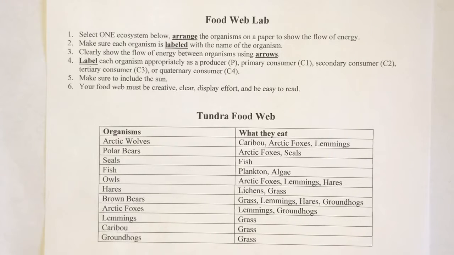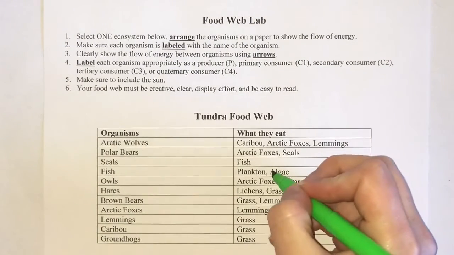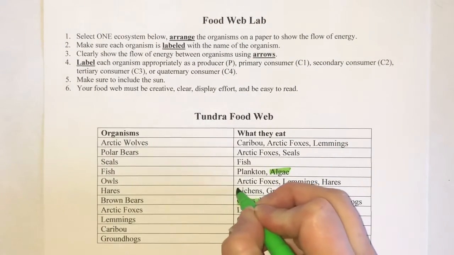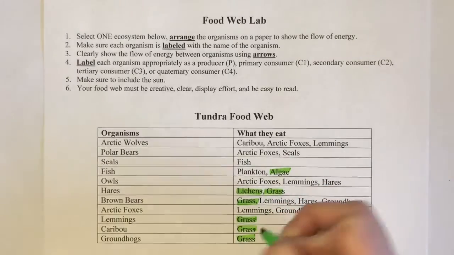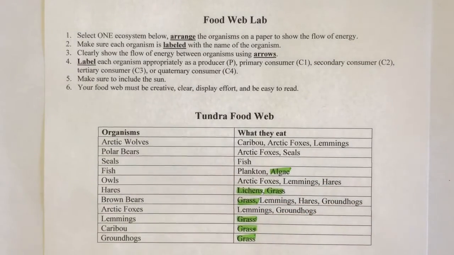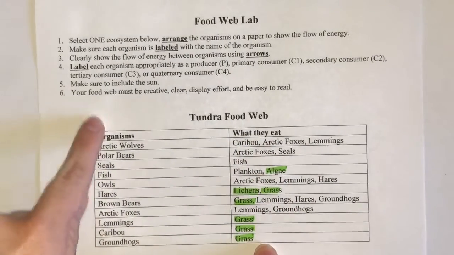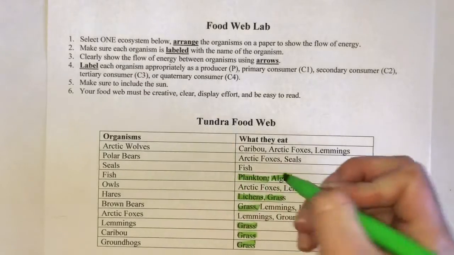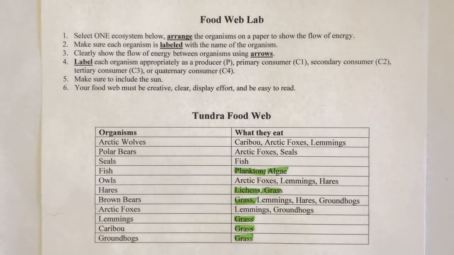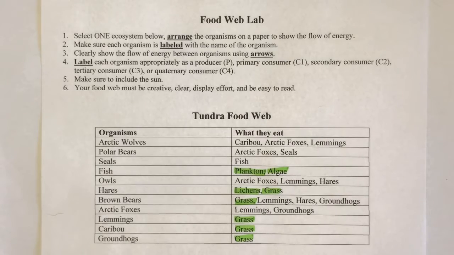So, in order to complete this food web, the first thing I'm going to do is identify my producers. There's two ways to tell your producers. First, just look through and identify any plants that you notice. So here I know algae, grass, and lichens are producers. Additionally, if you see something in this side that is not on this side, like plankton, that is a clue to you that that is a producer. So, now that I've highlighted all the producers, that means everything else is a consumer.